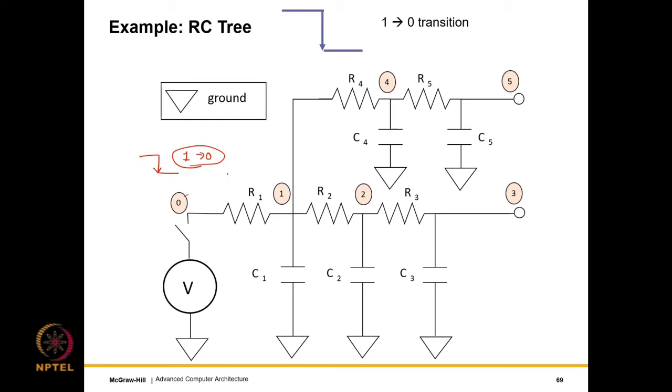In the 1 to 0 transition, what we need to find is, let's say the voltage source was connected, and then it suddenly drops from 1 volt to 0 volt. Then what would be the voltage at each of these terminals, particularly the output terminals 3 and 5? That is what we would like to know: what it would be across time, over time.